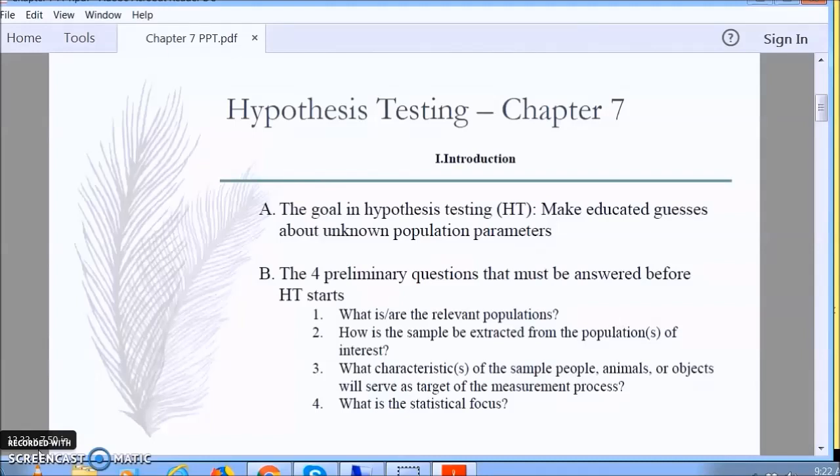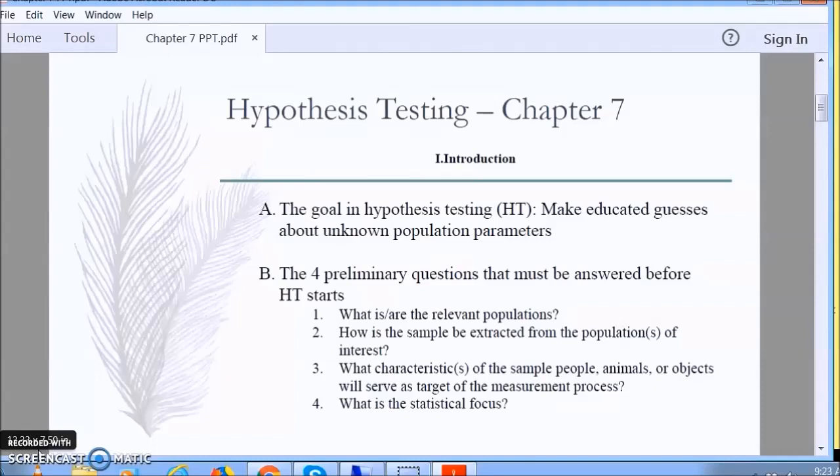In the last chapter and in the previous chapters, we've talked about how a sample is extracted from the population, and then you do statistics on the sample to make inferences to the population. These inferences, or this method, is hypothesis testing. One of the methods to make inferences to the population is called hypothesis testing.